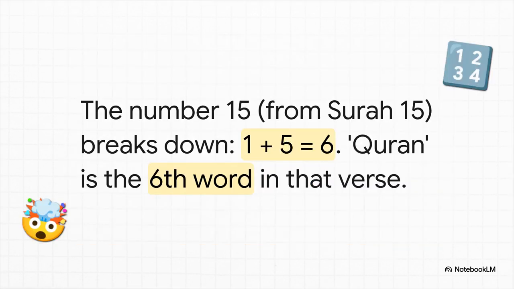But hold on, because the theory claims this rabbit hole goes even deeper. Take the surah we just landed on, Surah 15. Now just add its digits together. 1 plus 5. You get 6. Okay, so what? Well, if you look at that exact verse, 15:87, the word Quran is, get this, the sixth word. It's just another little layer suggesting this is all part of some meticulous design.